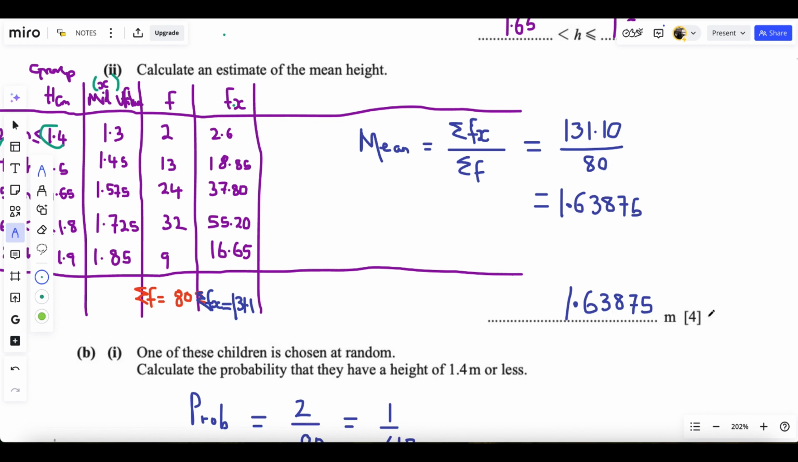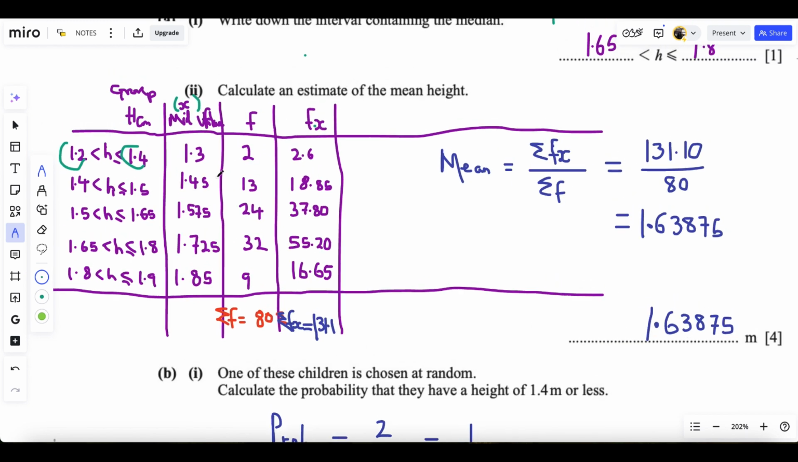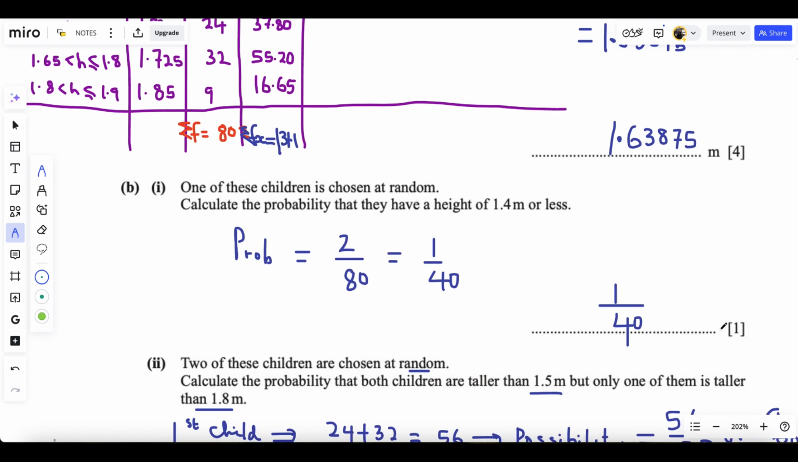So that's our mean. You get 4 marks for being able to do this table, do this calculation and get your final answer. From this table, you get 2 marks. Here, you get 1 mark, and the final answer, you get 1 mark. That gives you your 4 marks. We go to the next question.